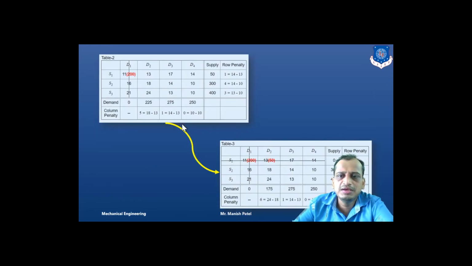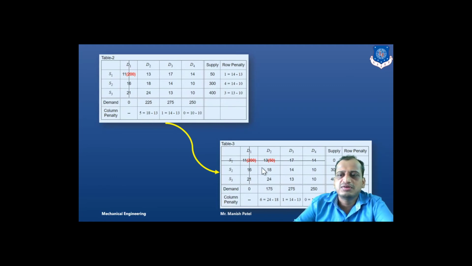So what is the next step here? 13 is the allocation here. So what can we allocate? 50 we can allocate maximum, right? So let's try to allocate 50 here. 225 minus 50 is coming out to be 175. Once we have allocated 50 here, this supply side constraint is fulfilled. So we'll cancel this supply side constraint. So we have cancelled this. Clear? What is left here?